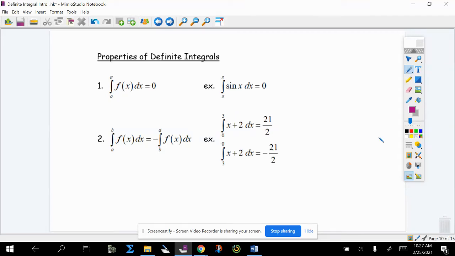One last piece in section 4.3, and that is something called definite integral properties. There are 5 properties. We're going to go through each one, and then I'm going to show you examples of how I've used it in class and how Delta Math uses it as well.